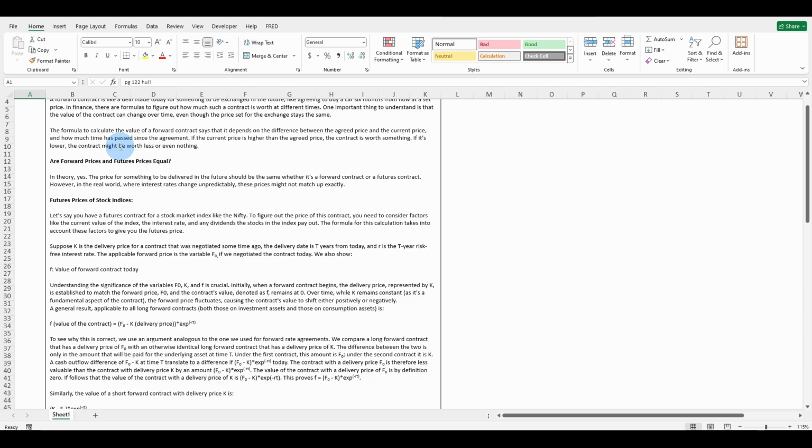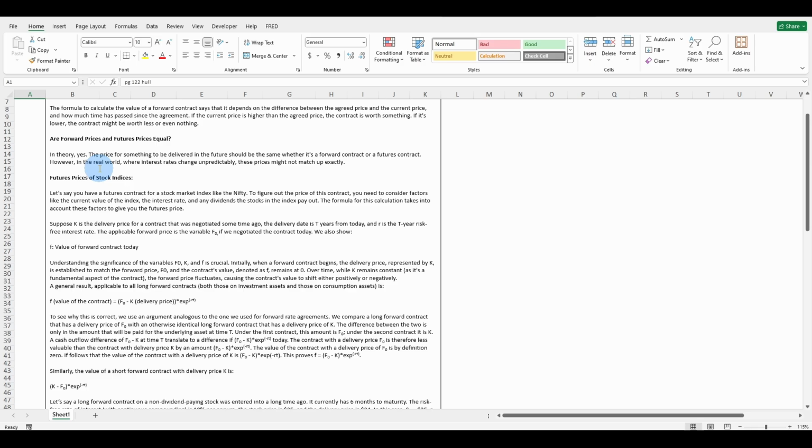The formula to calculate the value of a forward contract says that it depends on the difference between the agreed price and the current price, and how much time has passed since the agreement. If the current price is higher than the agreed price, the contract is worth something. If it's lower, the contract might be worth less or even nothing.